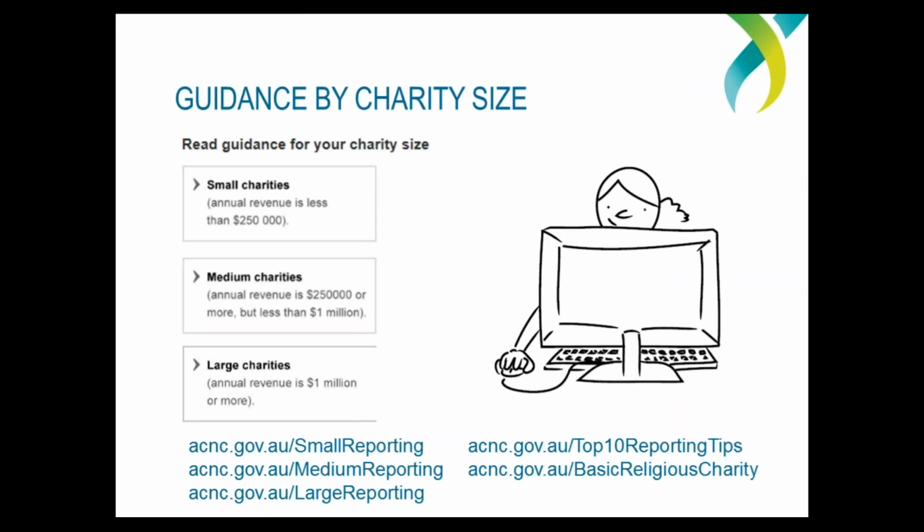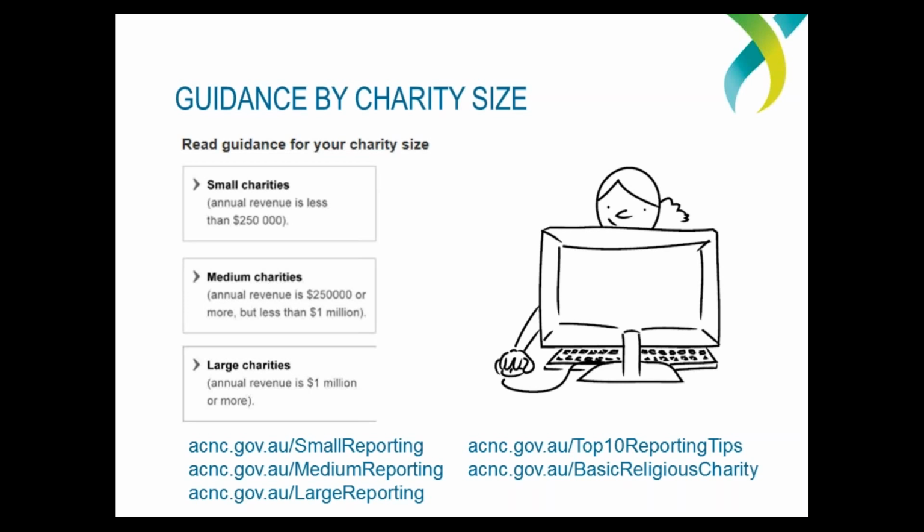Sorry about that. Now, as we just mentioned, the ACNC has worked hard to ensure our AIS and reporting guidance is clear, easy to understand and practical. Our top 10 reporting tips are contained at acnc.gov.au/top10reportingtips. Now that's the number 10, that's not the word 10. While information about basic religious charities is available at acnc.gov.au/basicreligiouscharity.